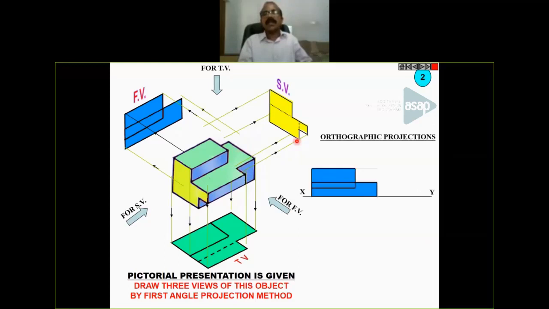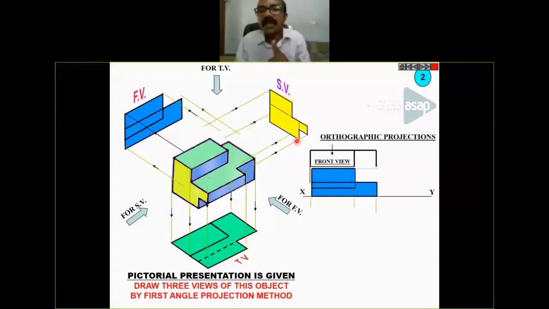So that surface also you have to denote by means of a dotted line. See, in the case of the orthographic projection of this object, while drawing in your examination, you have to draw only the XY line, then the front view, then the plan and side view. The three-dimensional figure is not required. That is very important.